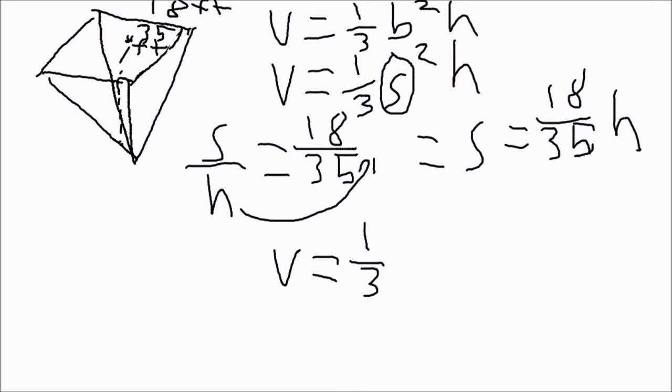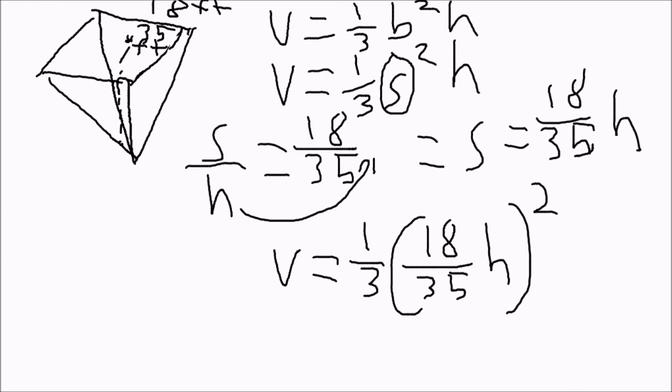Thus changing our equation again to volume equals 1/3 times parentheses 18 over 35 times h, square that, times h. Okay, so now we have our volume equation, which we will use to find our rate.